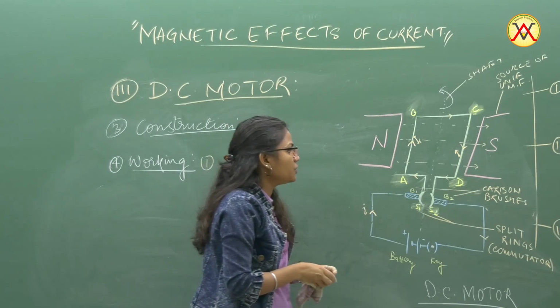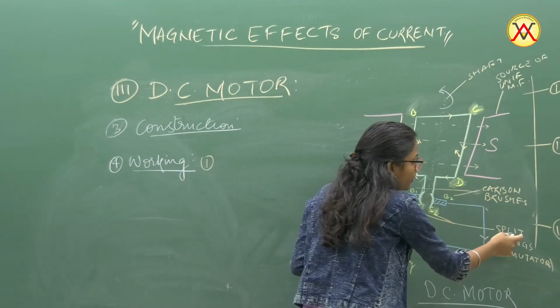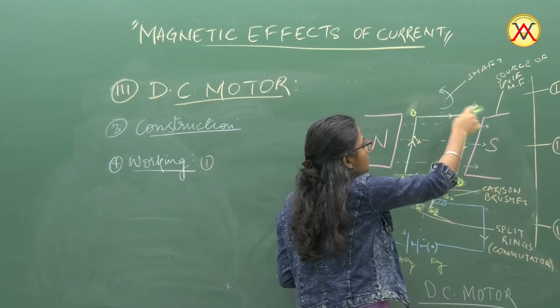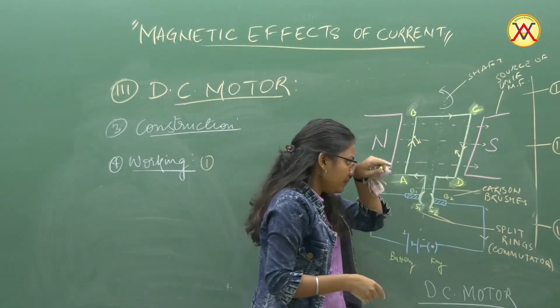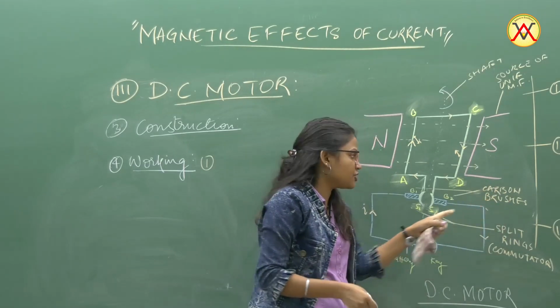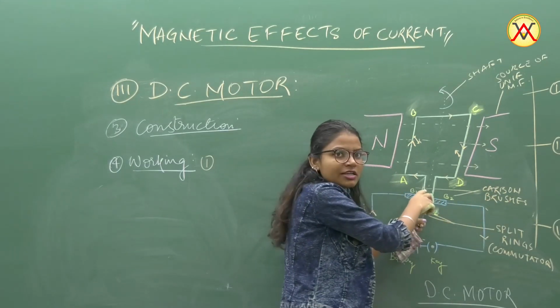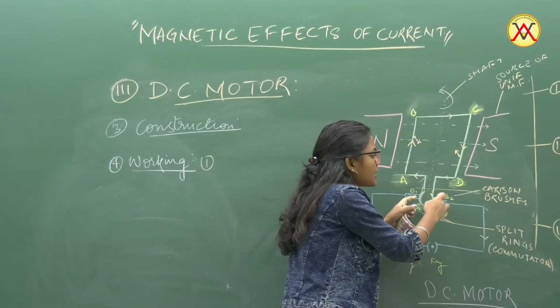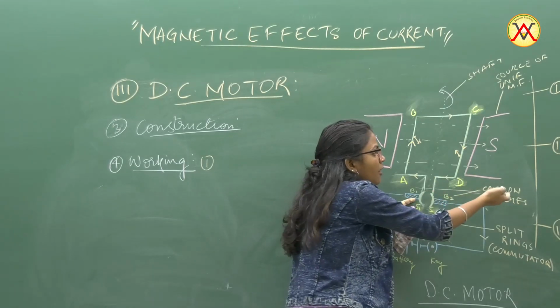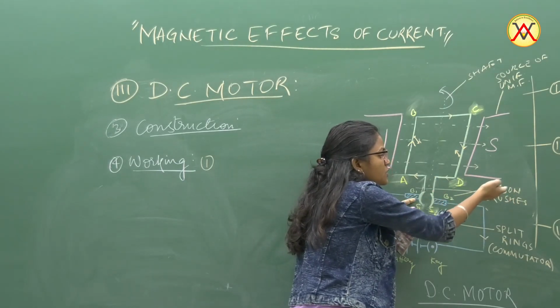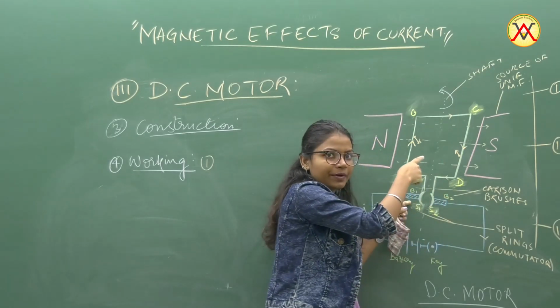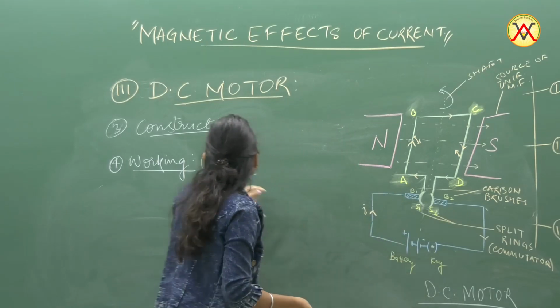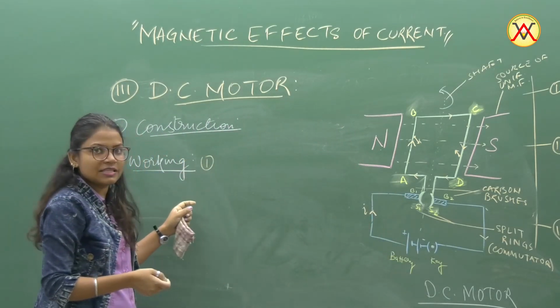So we have already noticed that the role of our split ring was to reverse the direction of our current in the coil, and the role of our carbon brushes, as soon as the split rings exchanged their positions and came in contact with our brushes, was to continue the flow of current, and it again happened, right? So this was the basic working of our DC motor.